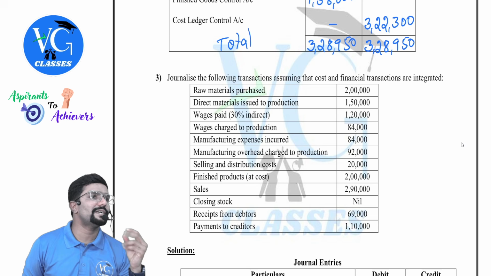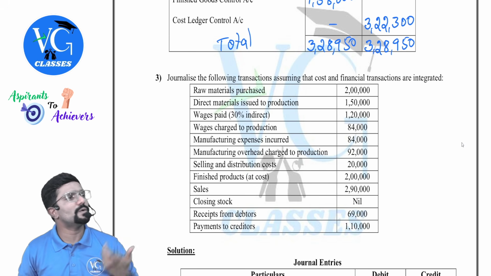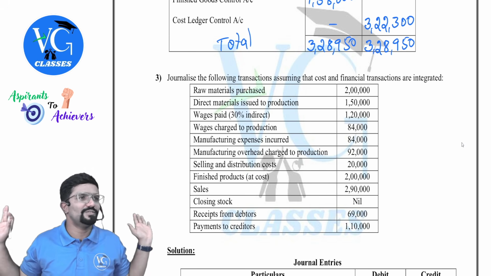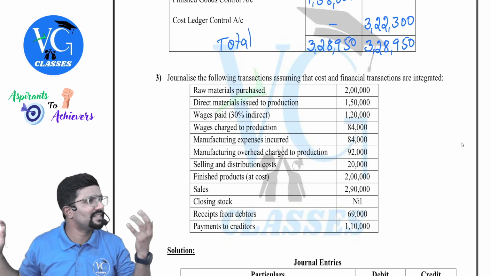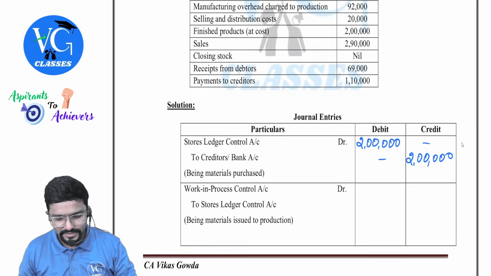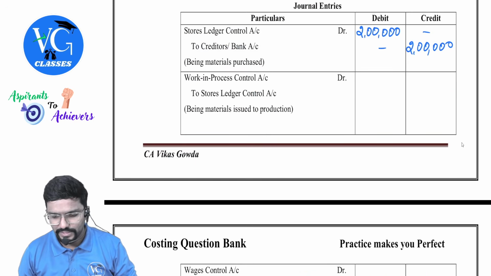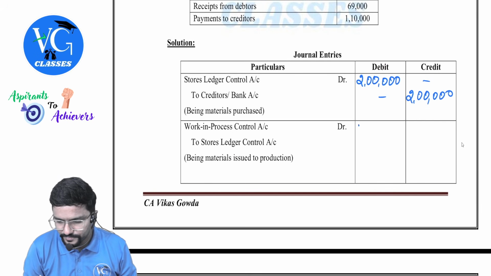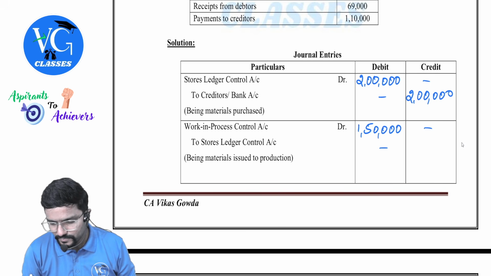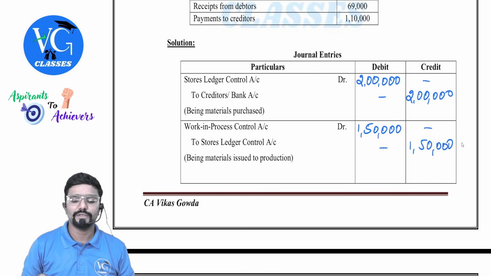Guys, under non-integrated, what is the entry? WIP control to stores ledger. Copy paste, no change. Did we use general ledger anywhere? No, that means same entry. 1 lakh 50,000, being material issued to production.